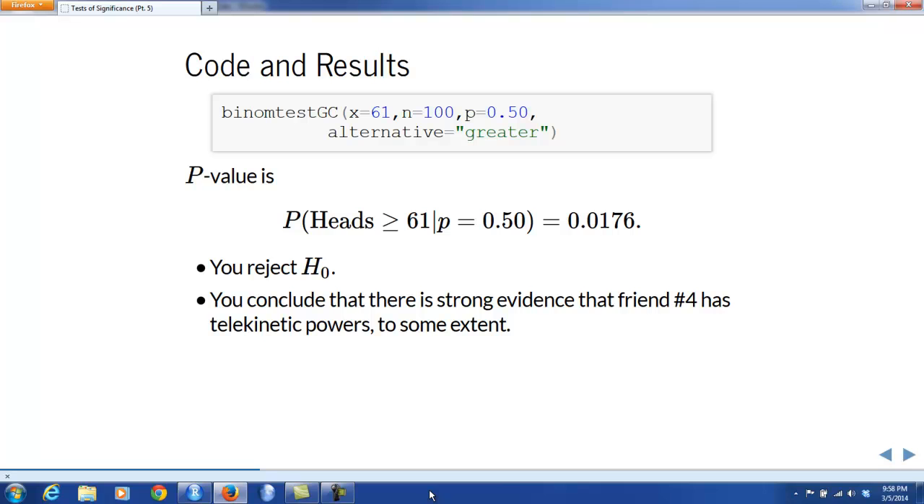We can use binom.test.GC to run a test on the situation. We put in the number of successes, 61, the number of trials, 100. The null hypothesis thinks that P is 0.50, and we're doing a one-sided test, a greater than. If you run this test, you find the p-value, the chance of at least 61 heads, given that P is just 0.5, is pretty small. It's 0.0176. So you reject the null hypothesis, and you conclude that there's strong evidence here that friend number 4 has telekinetic powers, at least to some extent.